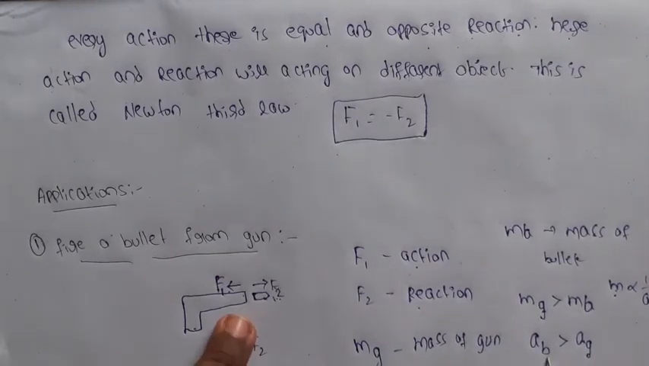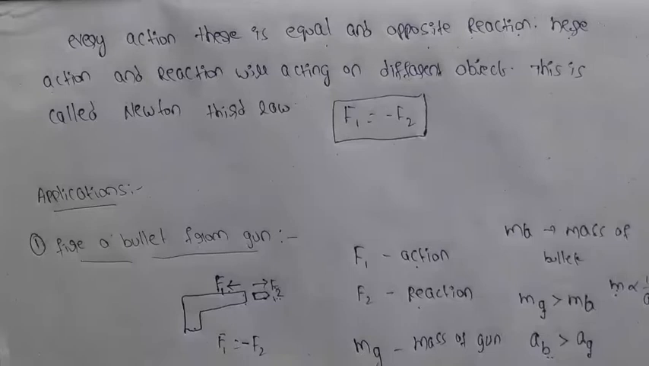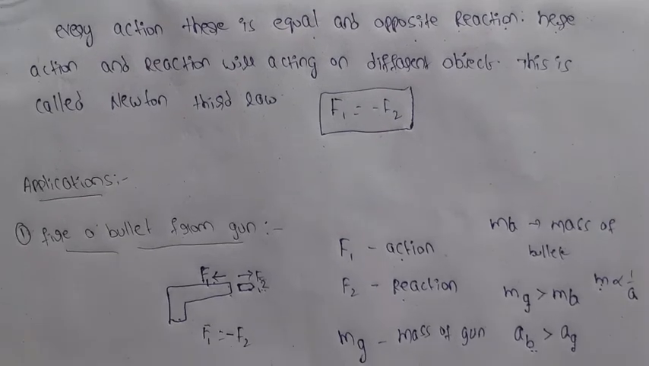So the gun produces low acceleration, that is ag. The bullet produces large acceleration ab. That's why the bullet is moving with large acceleration, because its mass is very, very low. This is the first example.